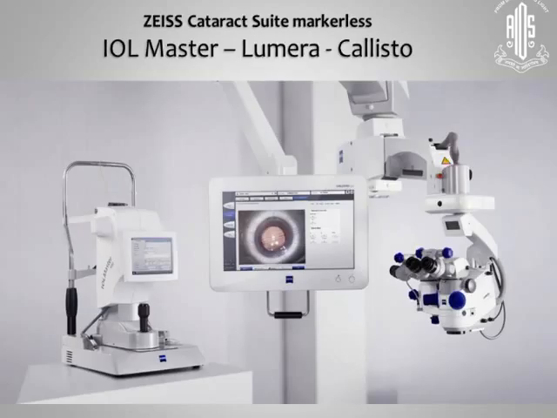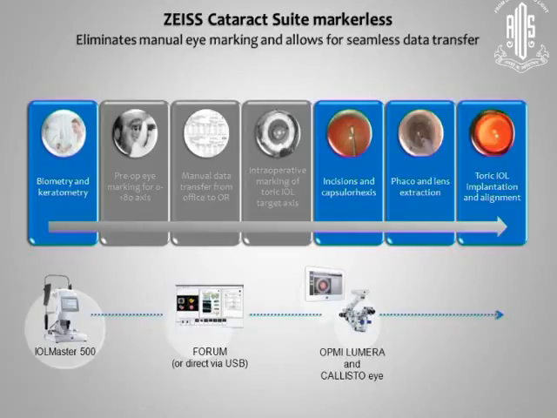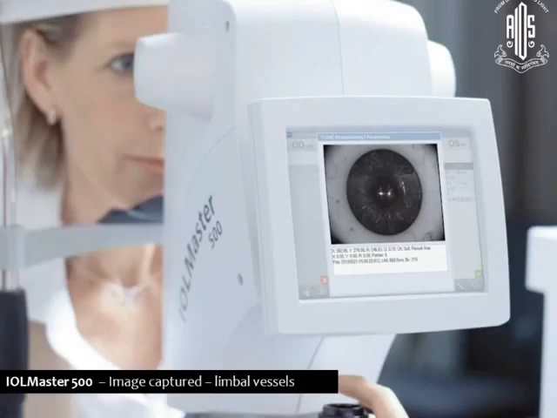I am using, because I have the IOL Master, the Callisto system that was just referred to. And basically, you're avoiding this whole transfer of data. You're using the IOL Master. And what's nice about it is if you have the IOL Master 500, all you do is buy a camera that you put over it, and every time you do an imaging, every time you do the calculation, you get an image and you capture it.